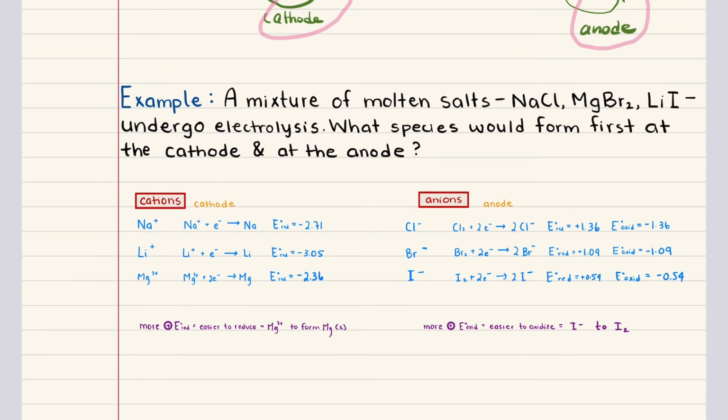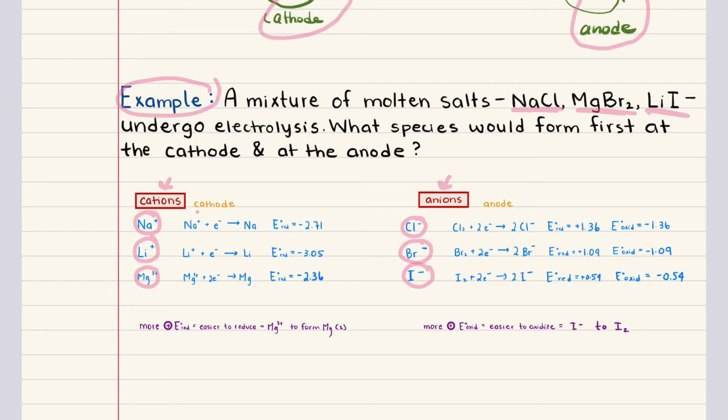In the second example, we take a mixture of three molten salts together: sodium chloride, magnesium bromide, and lithium iodide. Again, we list all of the ions that are present. The cations are sodium plus, magnesium 2 plus, and lithium plus. The anions are chloride minus, bromide minus, and iodide minus.